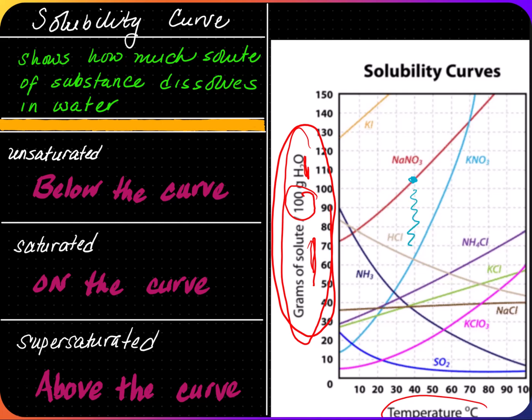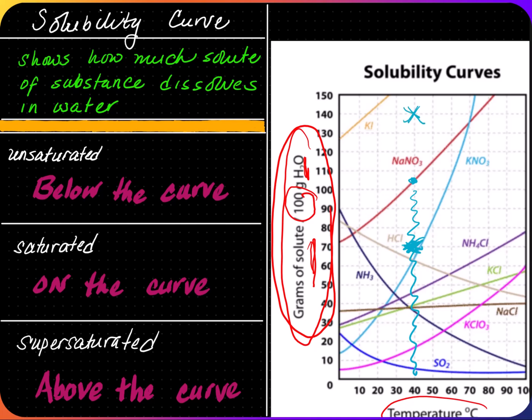Anything below that, right here, is unsaturated. So if I have a point right here at 40 degrees and we have 70 grams of sodium nitrate, this is unsaturated. I could add an additional 35 grams of sodium nitrate to make it saturated. If I'm over here above the curve, this is supersaturated. That means the temperature must have been increased to dissolve more and then cooled down to 40 degrees. This is oversaturated by 35 grams.